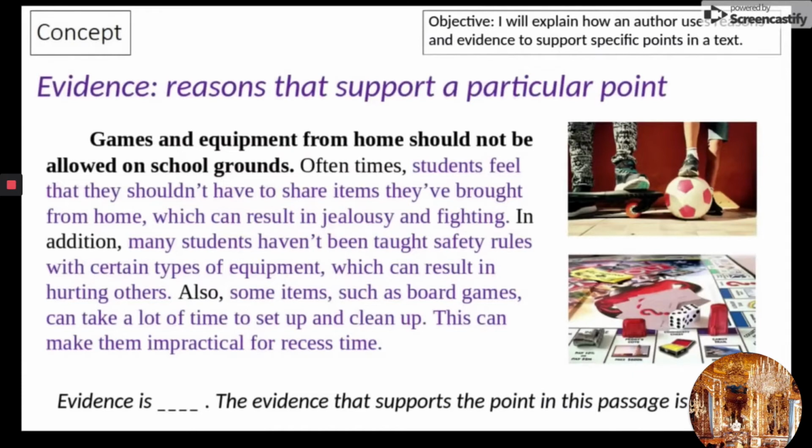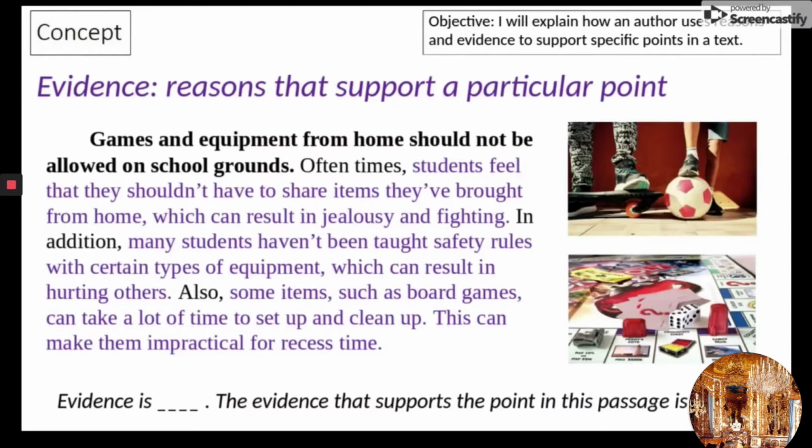And it says, games and equipment from home should not be allowed on school grounds. Oftentimes, students feel that they shouldn't have to share items they've brought from home, which can result in jealousy and fighting. In addition, many students haven't been taught safety rules with certain types of equipment, which can result in hurting others. Also, some items such as board games can take a lot of time to set up and clean up. This can make them impractical for recess time.